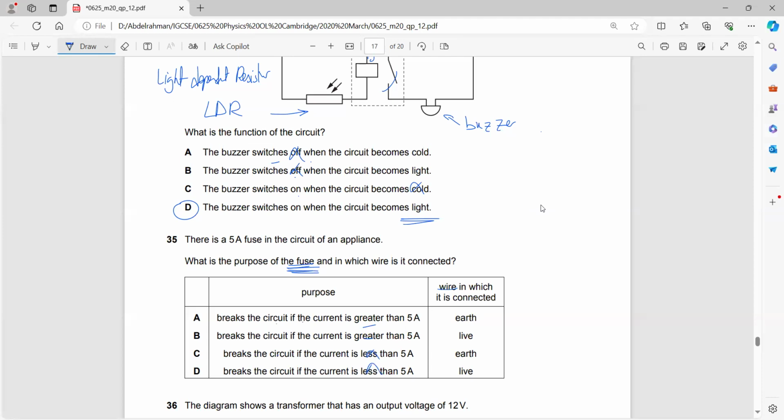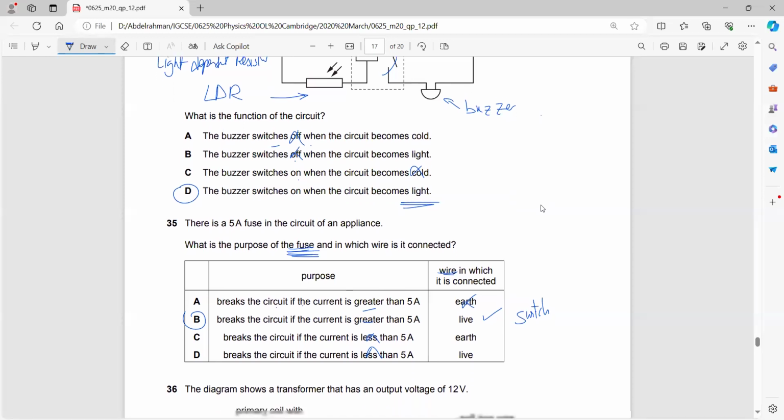But again, on which wire do we connect the fuse? It's not on the earth wire. It has to be on the live wire. The fuse and the switch are all connected on the live wire.